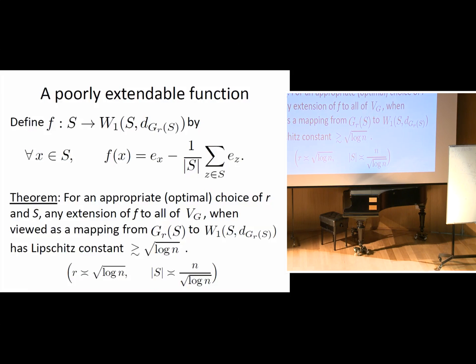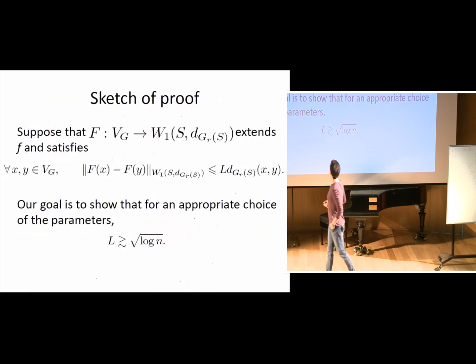And the theorem that I'm going to show you, well, I'll sketch, is that if you choose the parameters, and the parameters I'm going to choose are optimal, but I'm not going to do the optimization, then the optimal choice of parameters for this problem gives that any function that extends it has Lipschitz constant at least root log n. The parameters are going to be r is root log n, and the size of s will be n over root log n. Okay? So let me sketch. I really want to give you the flavor, and then we'll end.